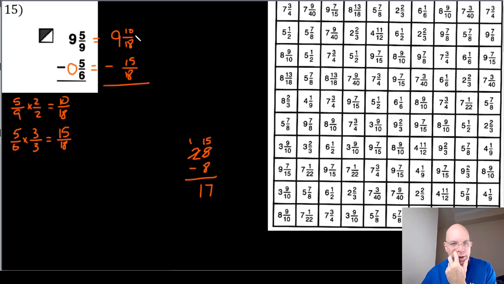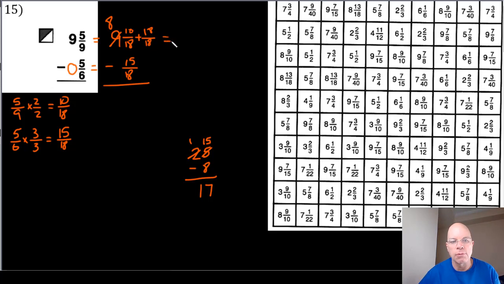I would like to have more 18ths. Just like over here, I would like to have more ones. And I have plenty of 18ths. They're just all tied up in these 9 wholes. So you can borrow one whole, which makes that 8. And when you borrow one whole, just think about how many 18ths you just borrowed. If you borrowed 1, you just borrowed 18 18ths. This is our 8, and this is our 1. So we still have 9. We've just taken one of the 1s away from the 9 so that we have more 18ths.